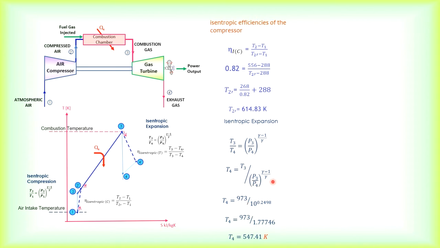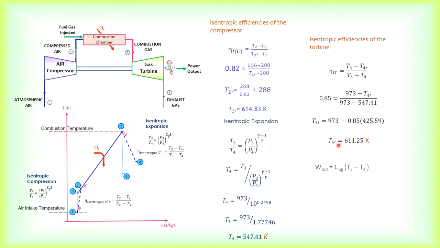So please do the manipulation. Next is the isentropic efficiency of the turbine. Remember the definition of the isentropic efficiency for the turbine and compressor. For the compressor, it is theoretical work input divided by actual work input. For the turbine, it is actual work output over theoretical work output. They have given us 0.85, so from this we will be able to find T4 prime, which is 611.25 K.